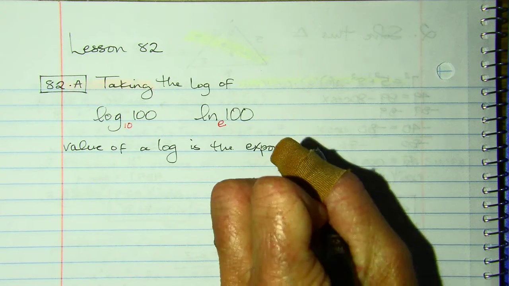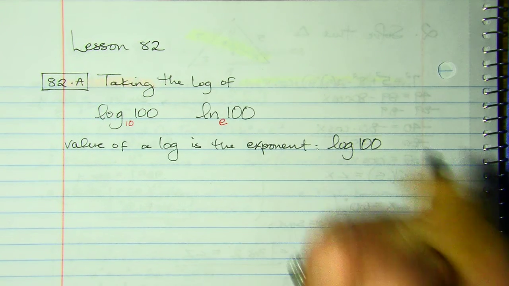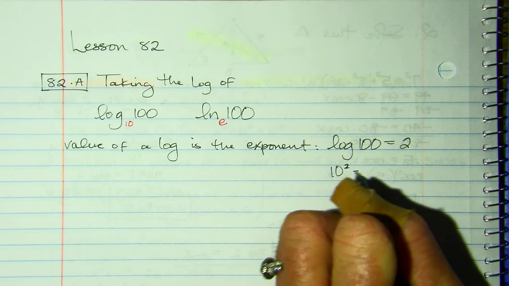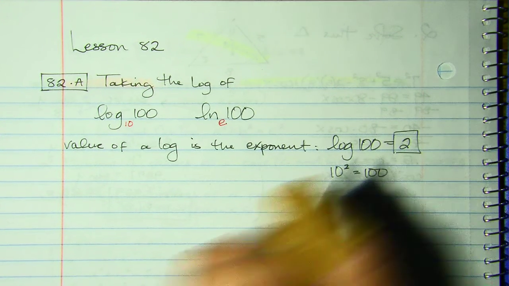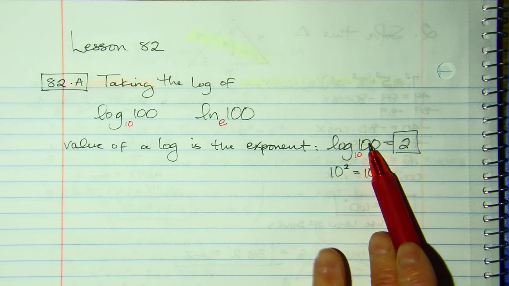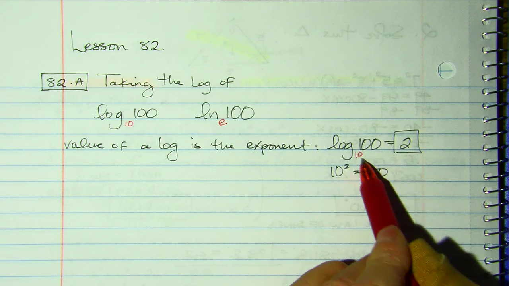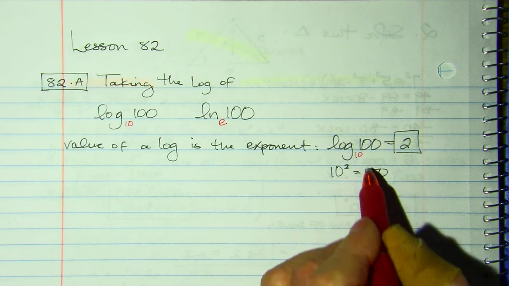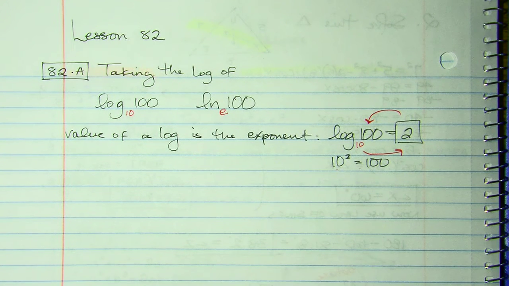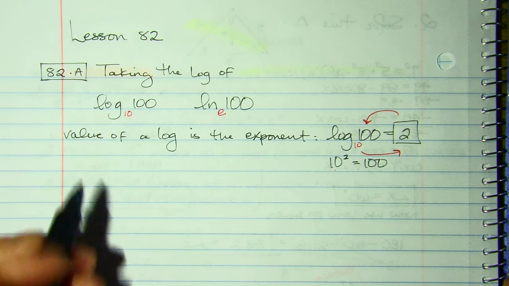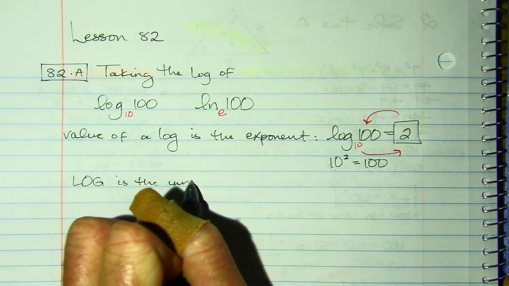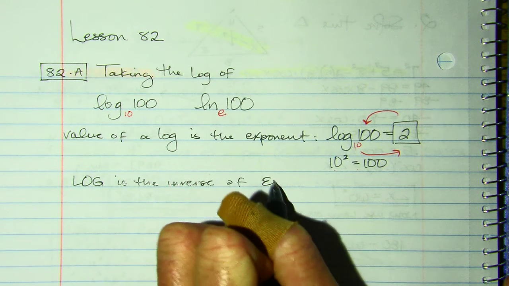So for example, the log of 100 equals 2 because 10 squared equals 100. Okay, so it equals 2 because this has a base of 10 and 10 squared is 100. We read this backwards, 10 squared is 100. So it has kind of this reverse circle, 10 squared equals 100. So remember that a log is the inverse of exponential.